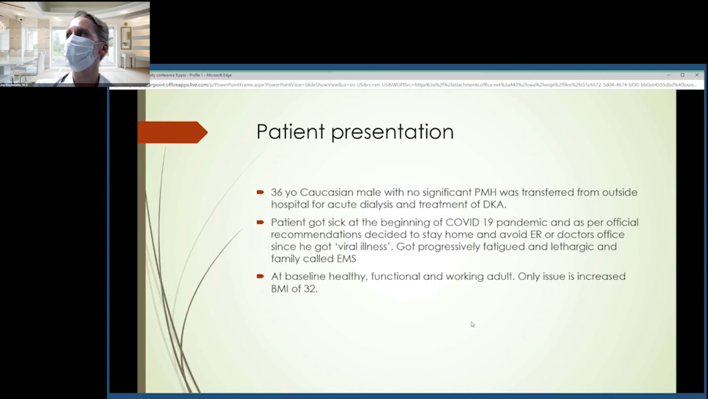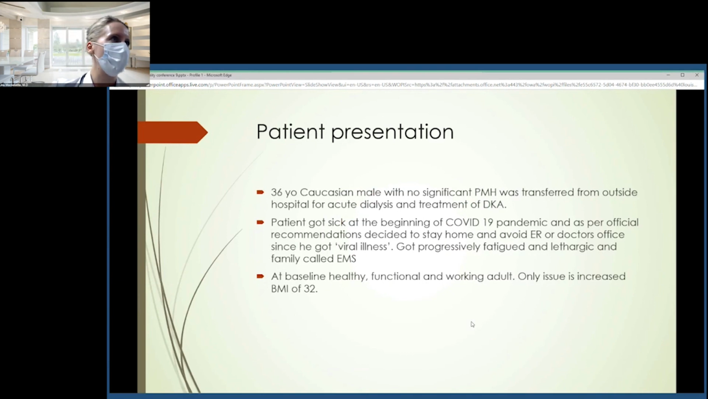This patient got sick at the beginning of COVID-19, unfortunately, and he was following the current guidelines, which said if you get sick but you're not sick badly, don't go to the hospital, sit it out. So he was sitting it out at home. His family was encouraging him to go, but he wouldn't go. Eventually he got so sick that he got confused and lethargic, and the family called EMS and they brought him into the hospital.